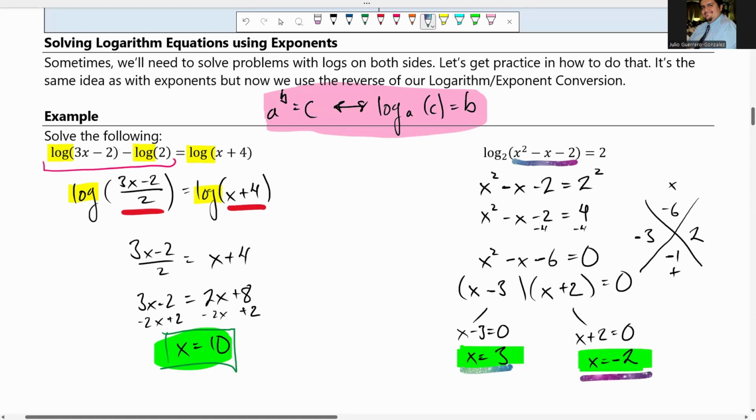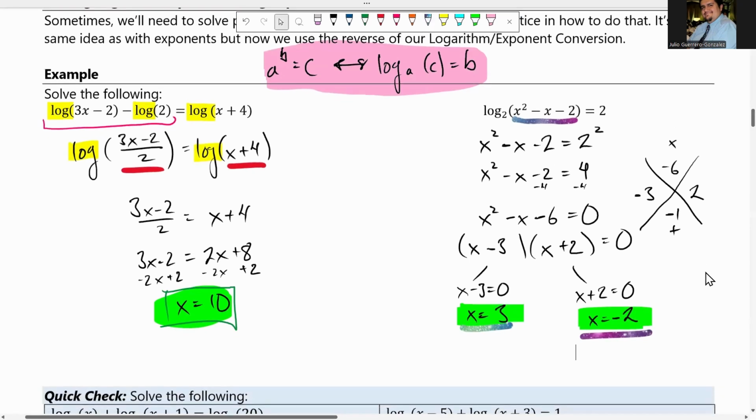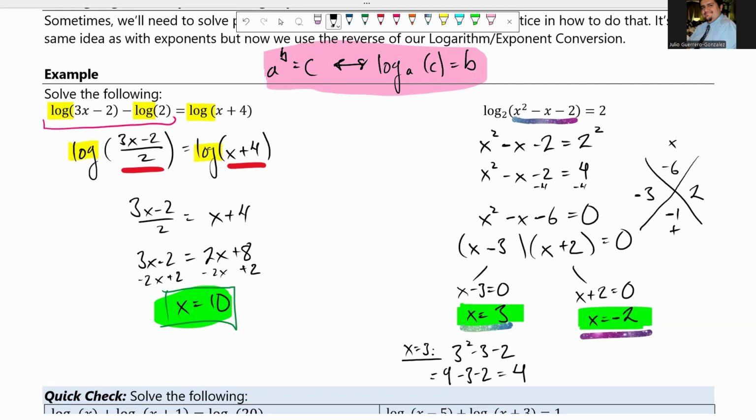And for that, we just plug it in. So I'm going to go ahead and do this. For x equal 3, if we plug x equal 3 into that thing, it's going to be 3 squared minus 3 minus 2. That's going to be 9 minus 3 minus 2, so that's going to be 4. This is good. This checks out. Bam.